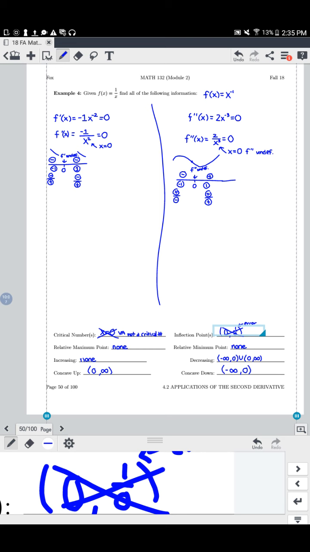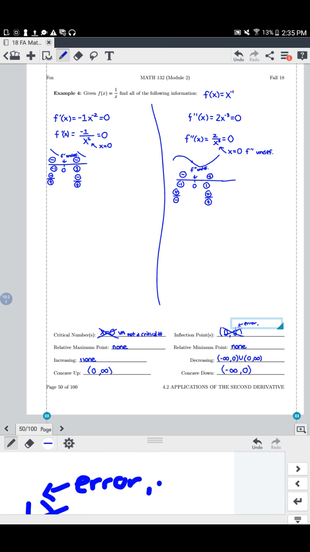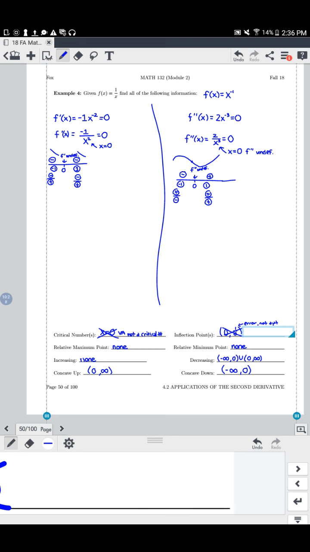So everything looks perfect. 0 made the second derivative undefined, which was good, and it had a change in concavity. But since it's not a point on the graph, it is not going to be a point of inflection. So there's actually none here.